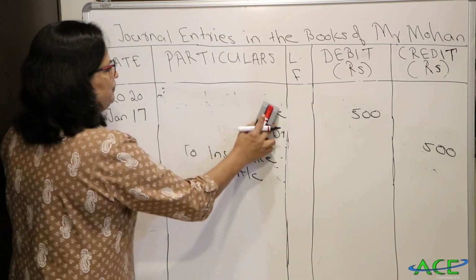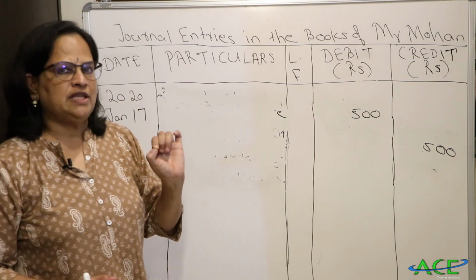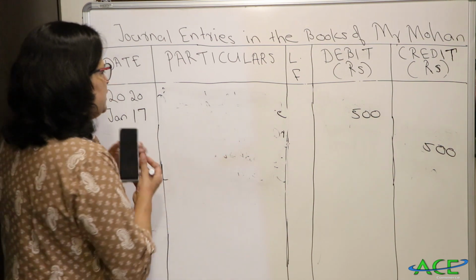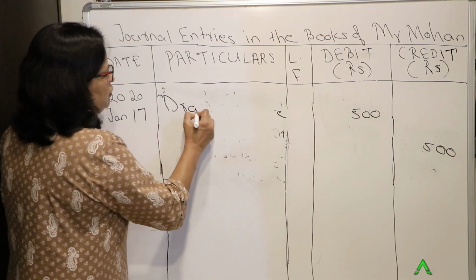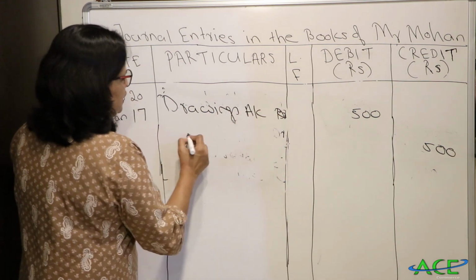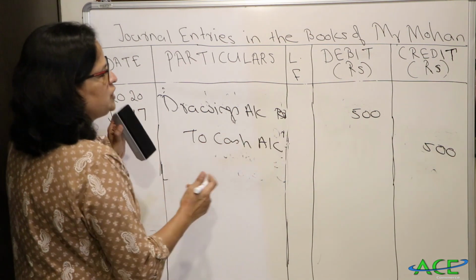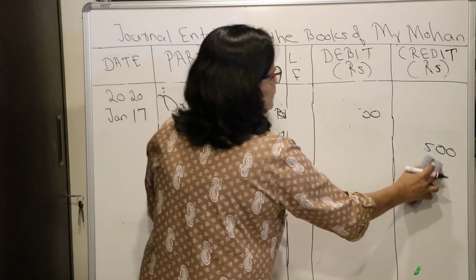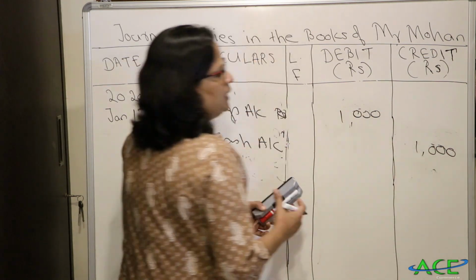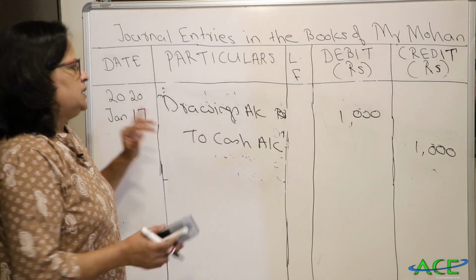Next transaction is amount withdrawn by the proprietor 5,000. I told you amount withdrawn is always drawings. So drawings account debtor to cash account. The value will be 1000. So this is how you will write the transaction: drawings by the proprietor, drawings account debtor to cash account. Next transaction.